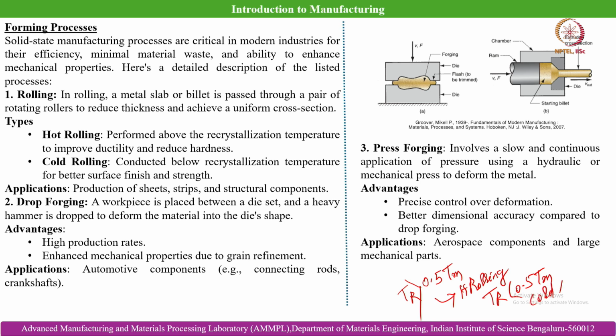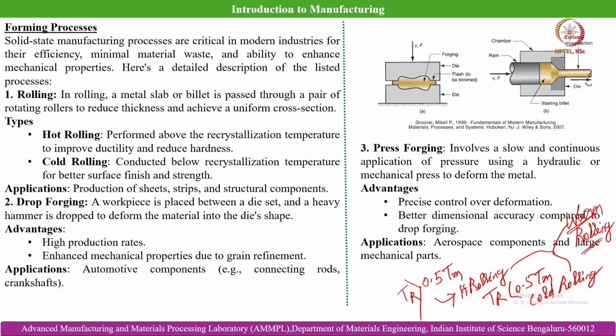When the rolling temperature is less than 0.5 Tm, then we classify it as cold rolling. Here there is a catch. We also sometimes talk about another process which is in between hot rolling and cold rolling. We call it warm rolling. When we roll the metal or alloy specimens close to the recrystallization temperature, but well above room temperature, we call it warm rolling. It combines the individual advantages of both hot rolling and cold rolling. We will discuss this in detail in subsequent sections of this course. The applications of the rolling process are the production of sheets, strips and structural components.